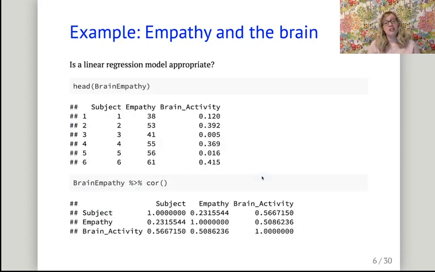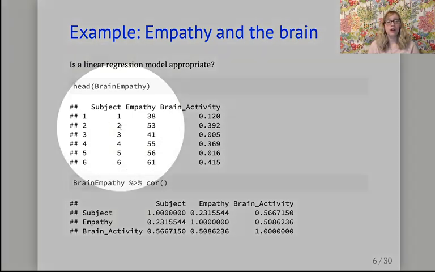Now, before we actually fit this linear model, we should check to make sure that it's appropriate for the data at hand. So we'll look at the first 6 observations using the head function in R. We can see that empathy is a numerical variable, which is good, and brain activity is a numerical variable. So both variables are of the appropriate type for linear regression.